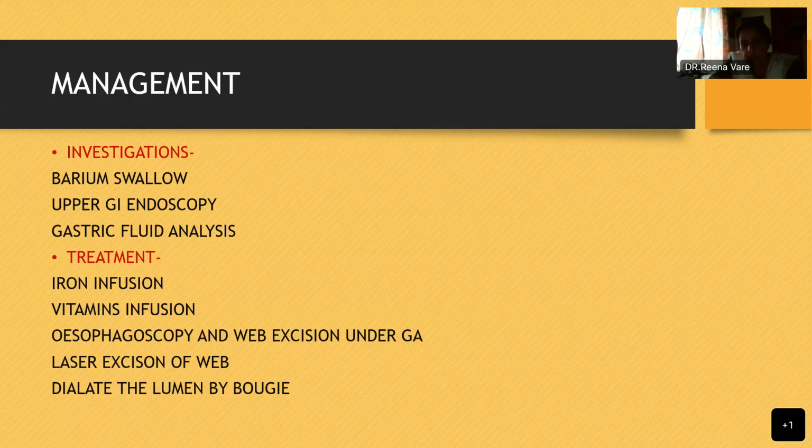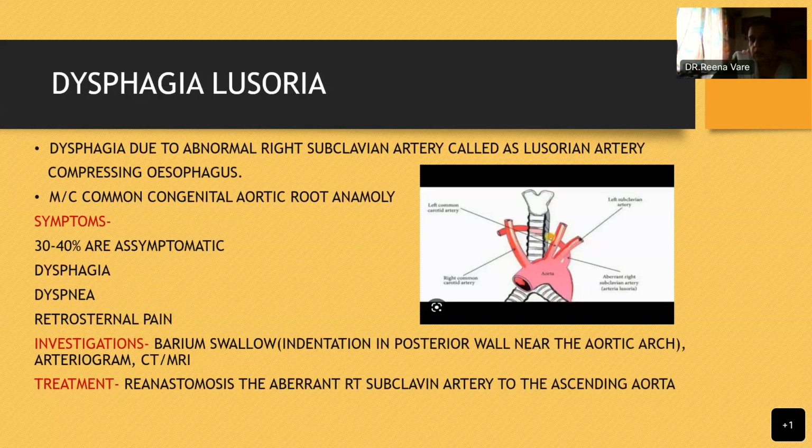Oscopy, and if there is formation of a web, that web has to be removed under general anesthesia. It can be either dilated through a bogey or you can do a laser excision. So you can dilate the lumen by a bogey also. Now that is about Plummer-Wilson.